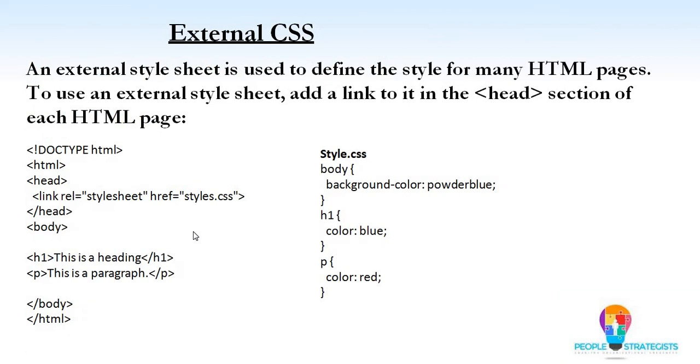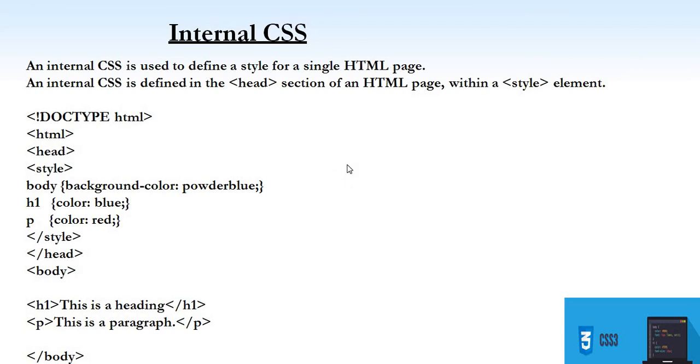Next is external CSS. It is used to define the style for many HTML pages. Here you will make an external CSS file with the name style.css, and this file will be used in this particular web page or in multiple web pages by the name style.css. Now let's understand some examples of these CSS files.